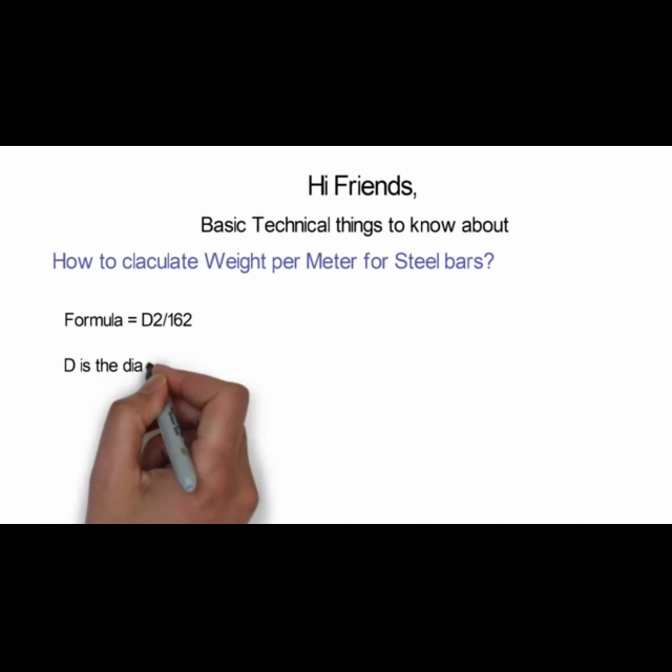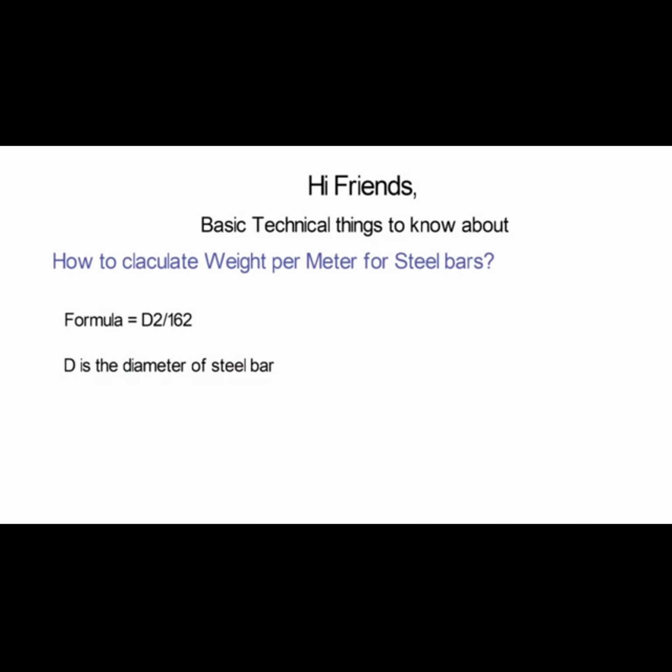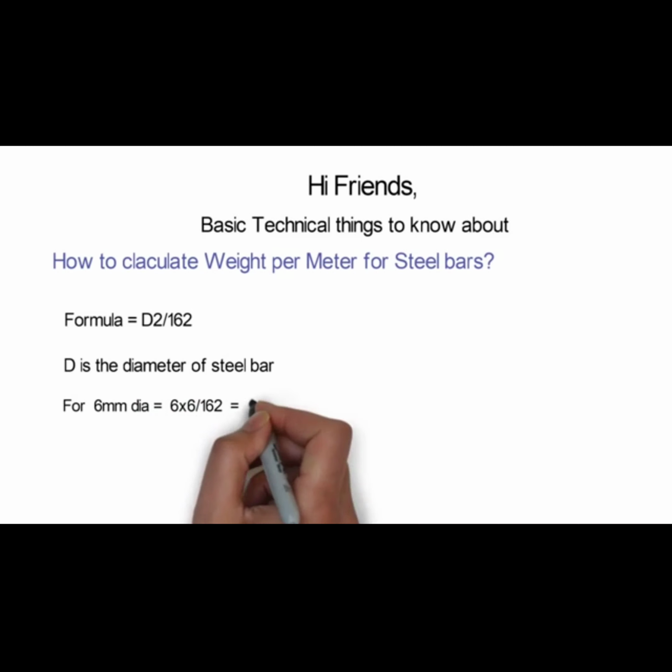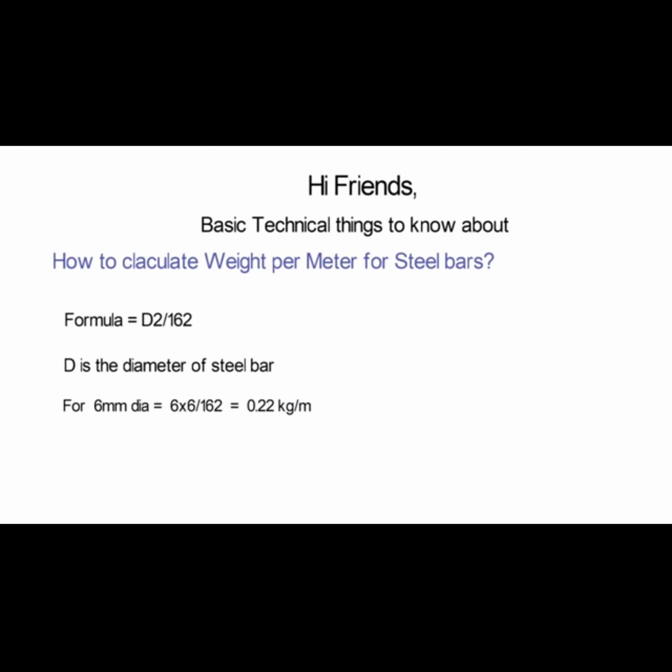Here the d is the diameter of the steel bar. Let us take an example of a 6 mm diameter bar. 6 into 6 divided by 162 is 0.22 kg per meter. The same formula we can apply for other diameters of bars.